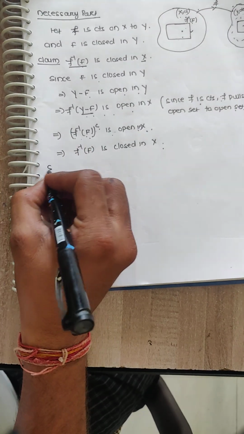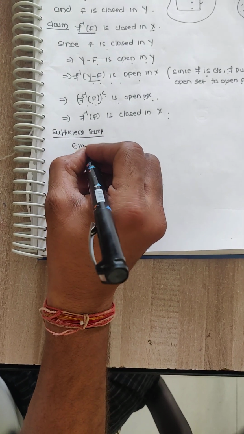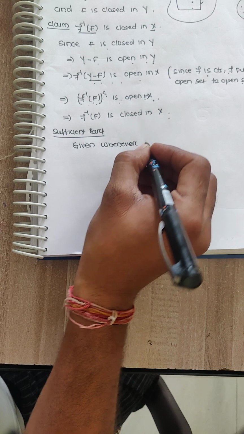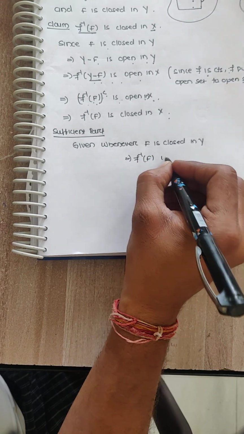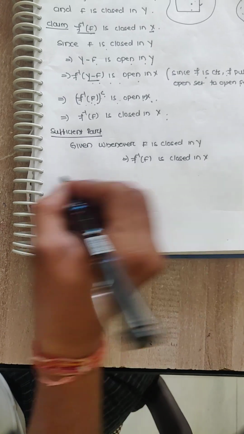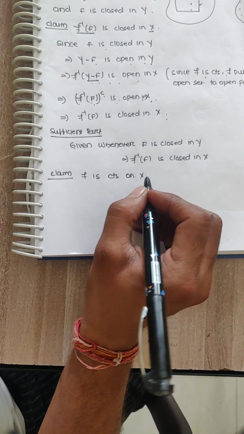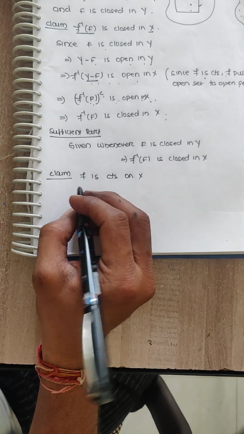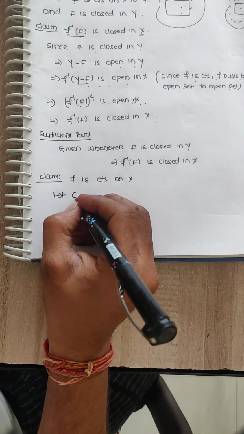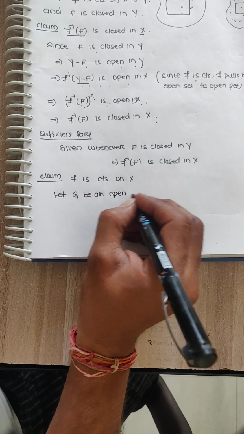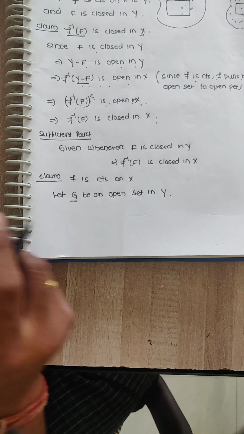Now we'll see the sufficient part. Given that whenever F is closed in Y, f inverse of F is closed in X. My claim is to show that f is continuous on X. It is sufficient to show that f pulls back open sets to open sets. Let me take G to be an open set in Y. Now it is sufficient to show that f inverse of G is open in X.